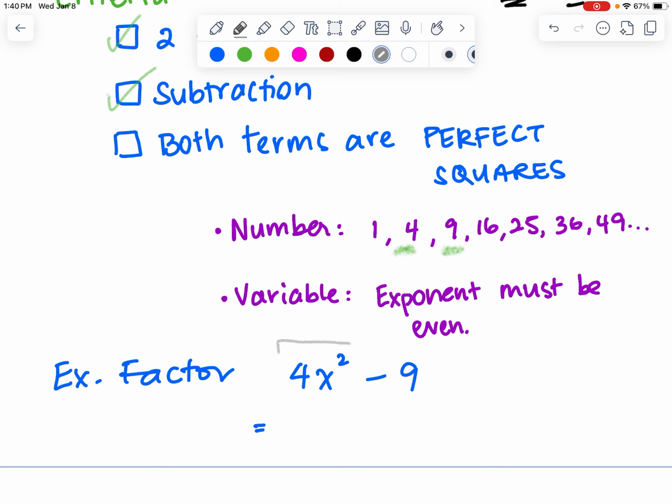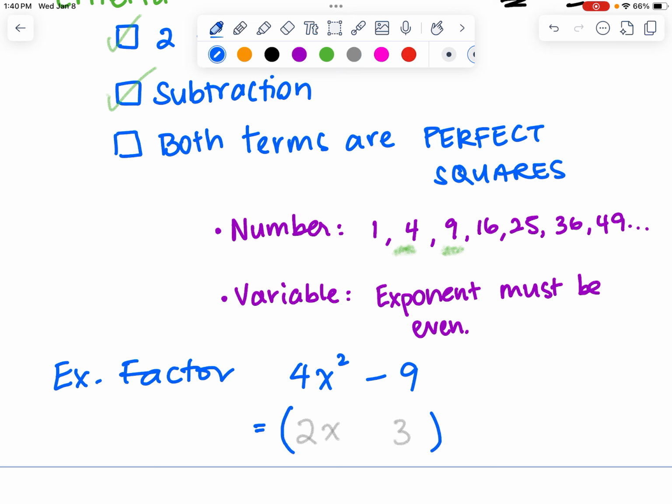I'm going to say, well, what would I get if I square rooted this? Now, I have to square root the 4 and the x squared. So square rooting the 4, I get 2. Square rooting the x squared, I really just divide my exponents by 2. So I get 2x to the exponent 1. And then the 9, well, that one's a little bit simpler. Square rooting the 9 gives me a 3.